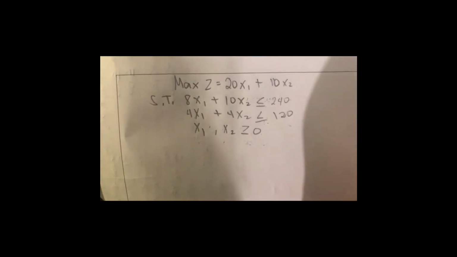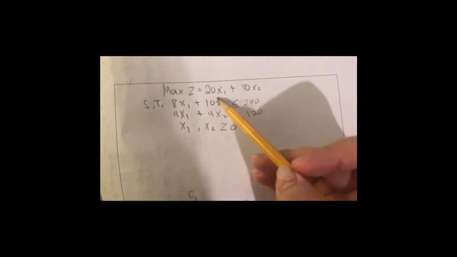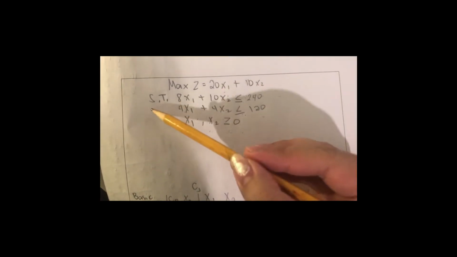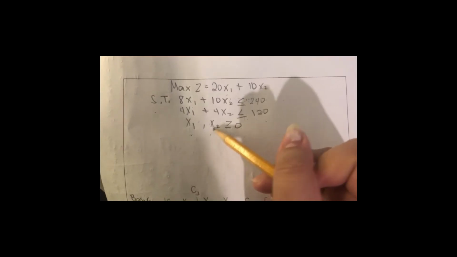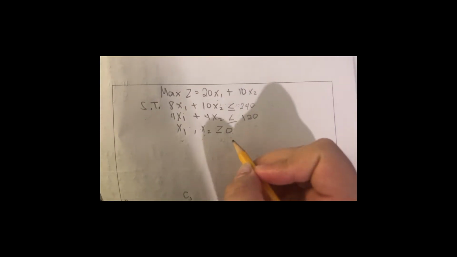Second example of degeneracy. Given this equation, maximize 20x sub 1 plus 10x sub 2 subject to the constraints 8x sub 1 plus 10x sub 2 less than or equal to 240, 4x sub 1 plus 4x sub 2 less than or equal to 120, and these two variables greater than or equal to 0.